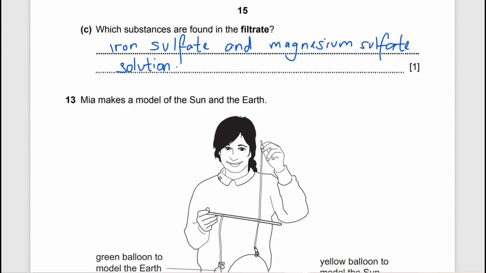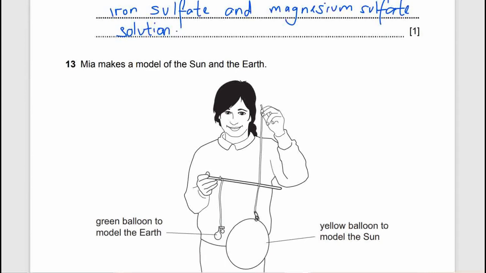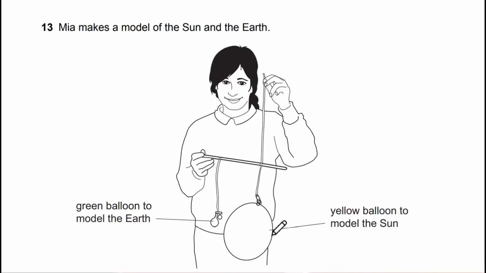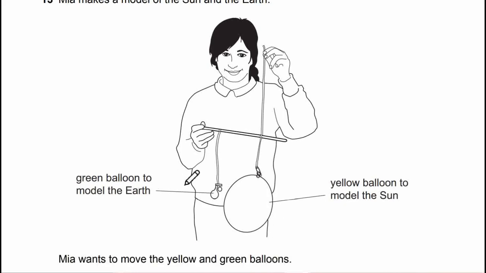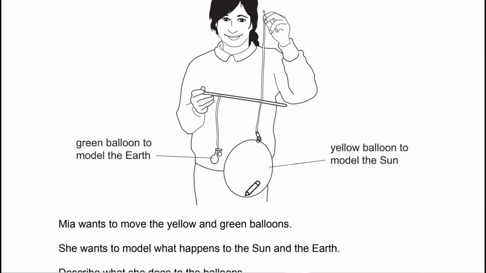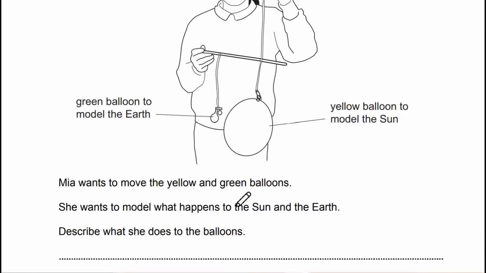Now let's see number 13. Mia makes a model of the sun and the earth. A green balloon to model the earth and a yellow balloon to model the sun. Mia wants to move the yellow and green balloons. She wants to model what happens to the sun and the earth. Describe what she does to the balloons.